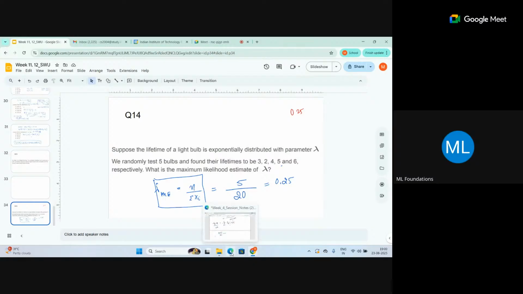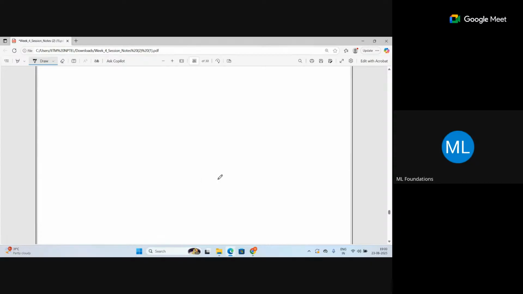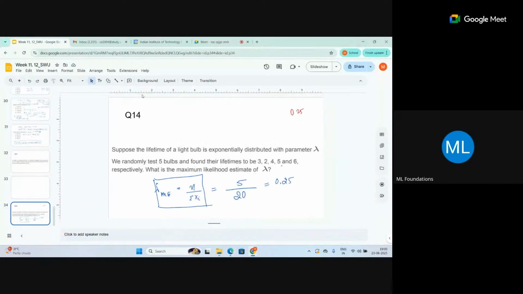So suppose the lifetime of a bulb is exponentially distributed with parameter lambda. What does that mean? The question here is x1, x2, xn, these are the IID samples. They are coming from an exponential distribution with parameter lambda, right? We randomly test 5 bulbs and found their lifetimes as this.